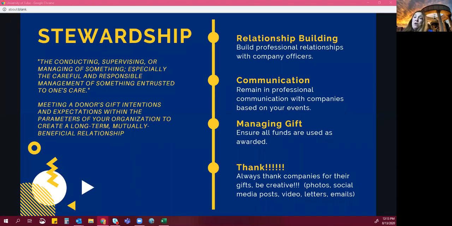But be as creative as possible. They love being invited to your events, and they love receiving thank you notes, thank you videos, showing letters. They love all of that. It just shows them how much you appreciate using the gift. It also shows, like Candace says, that we are spending the money and using it as intended. It's a very important part of the ask.